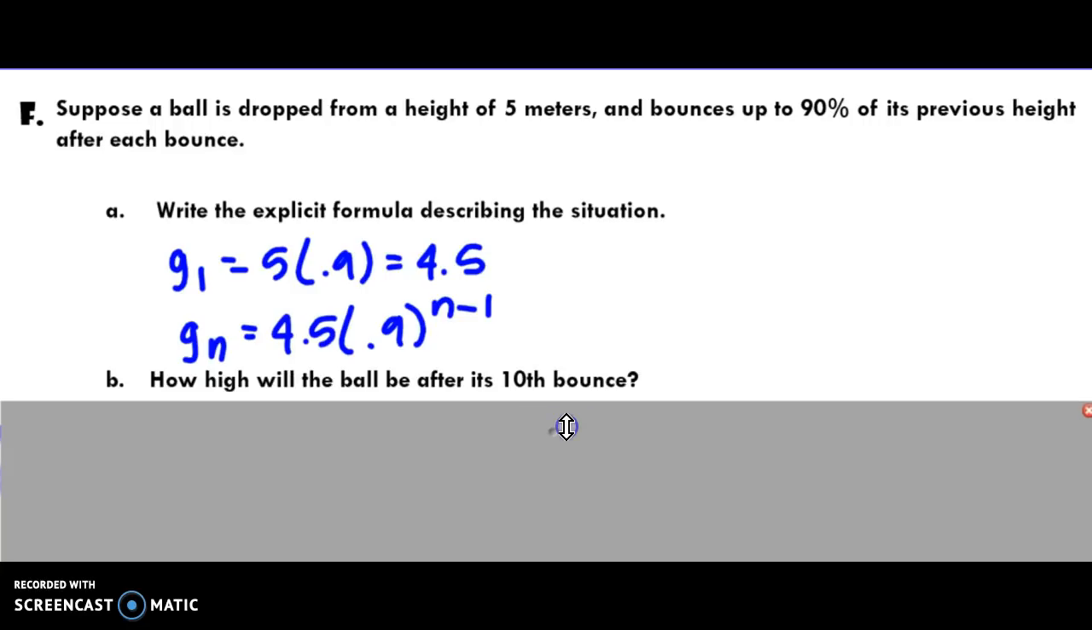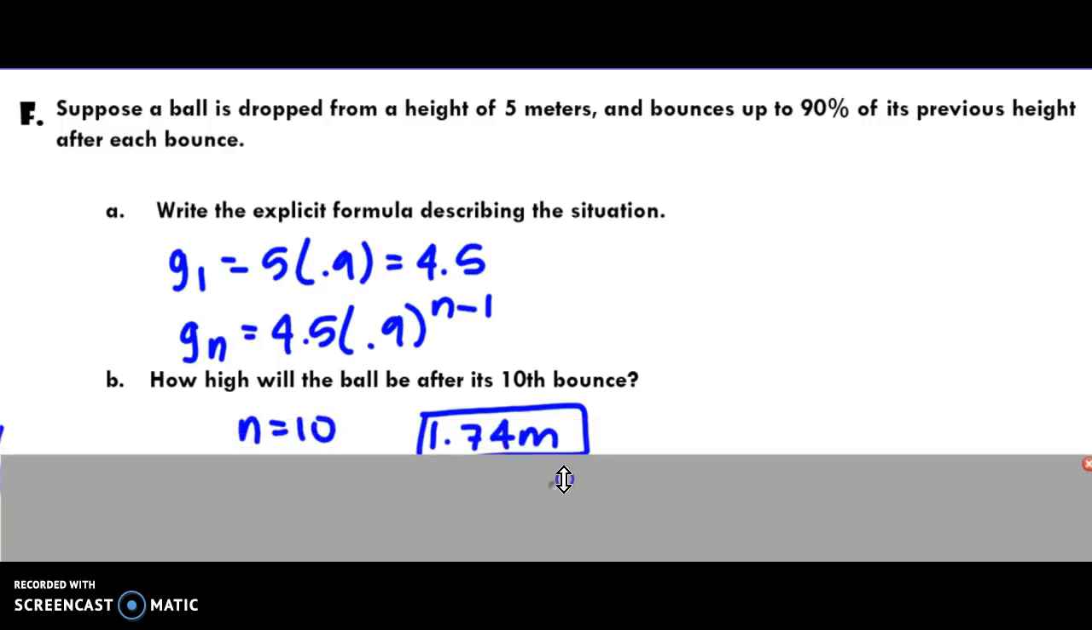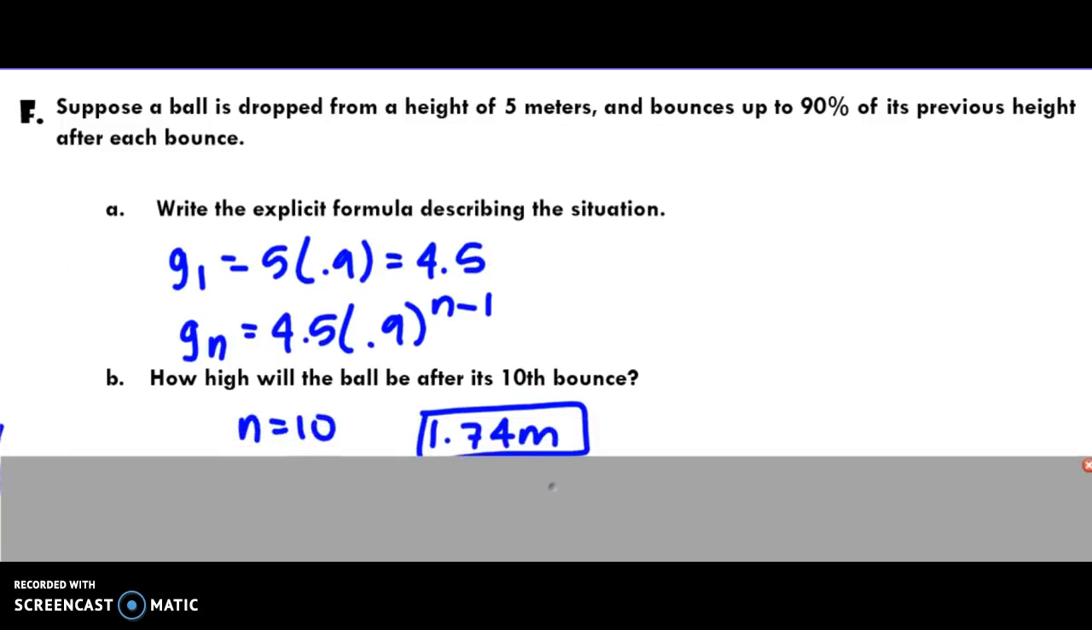But then once I have the formula, how high will it be after its 10th bounce? Then I can just plug in 10 for n and then find out that it would be 1.74 meters high.